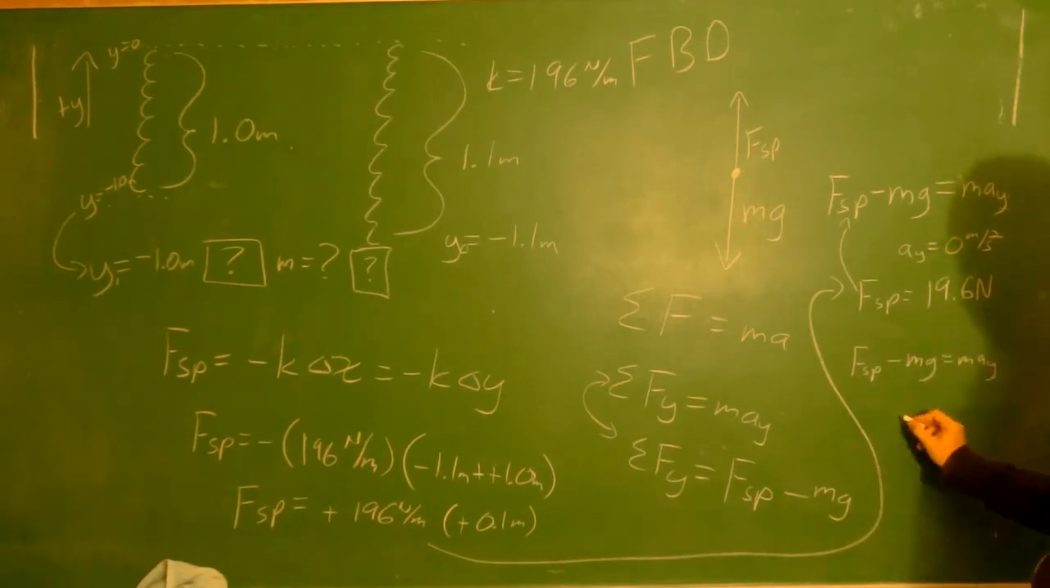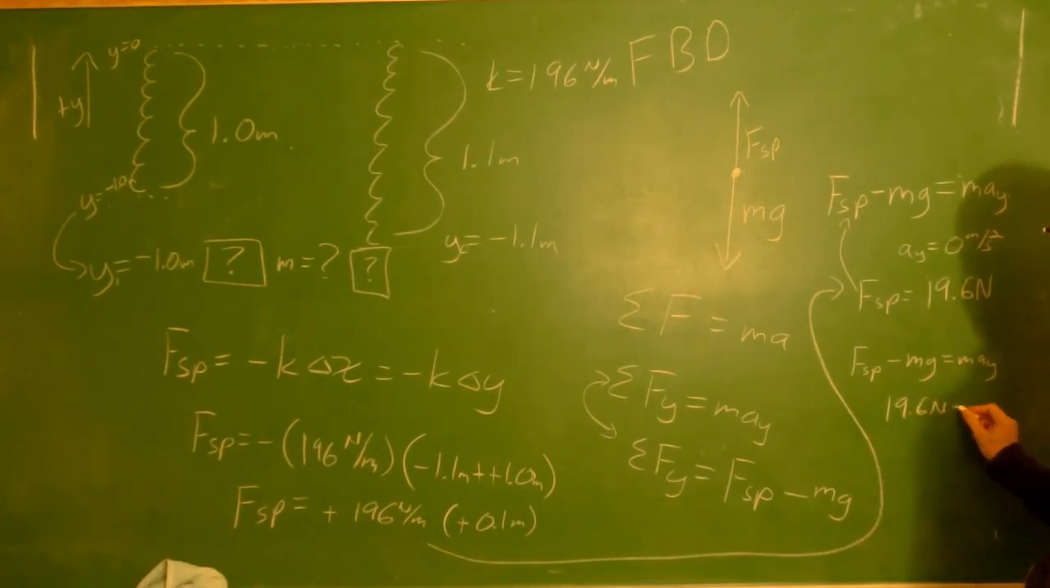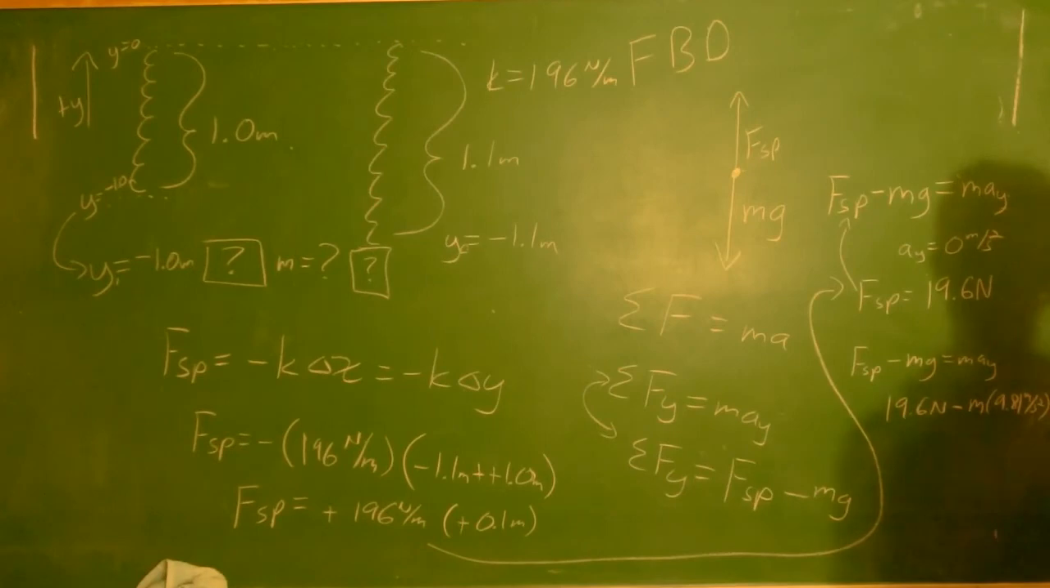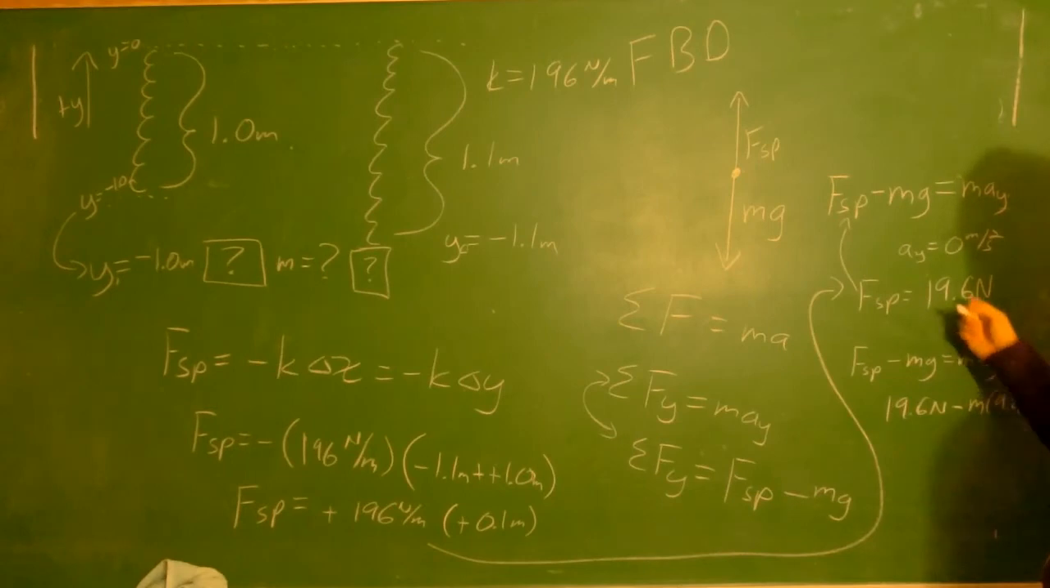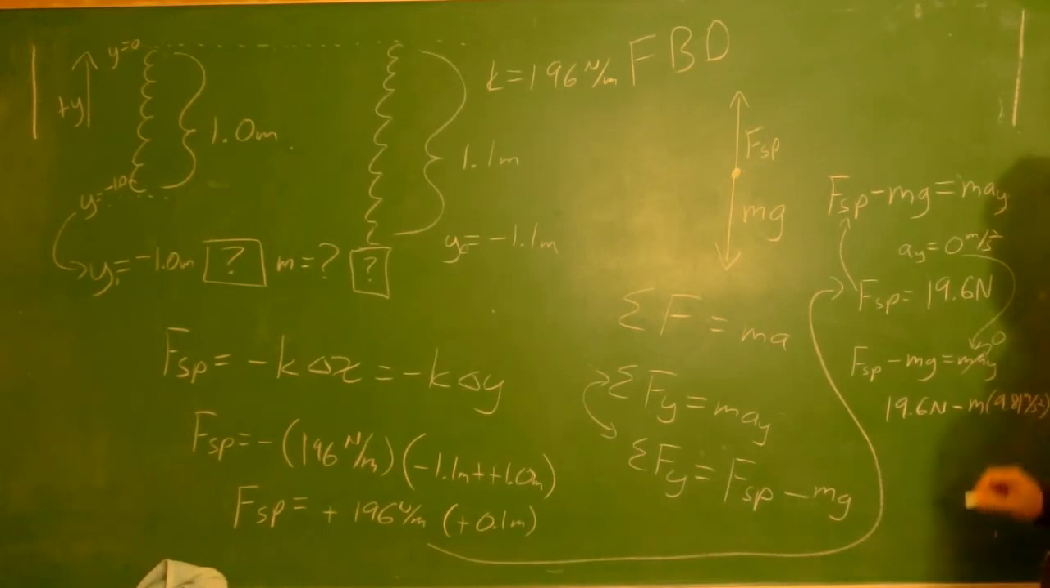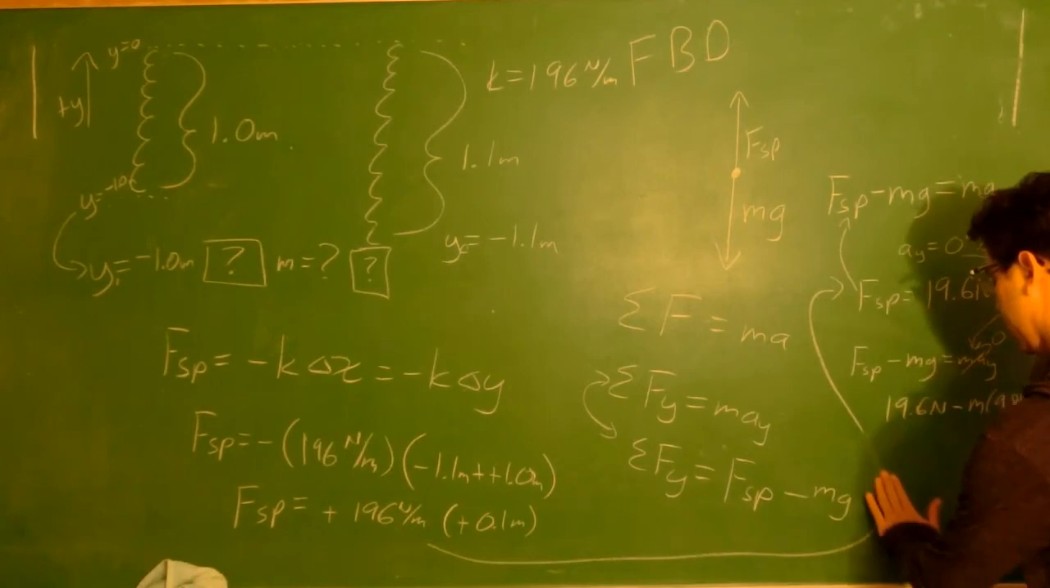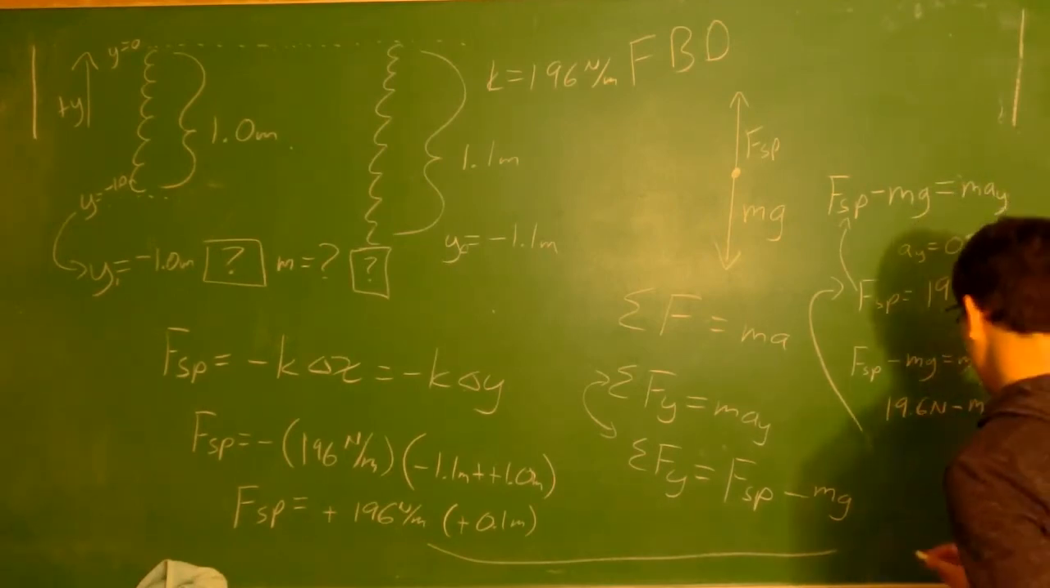We know our force of the spring. It is 19.6 newtons minus our mass, which we're looking for, times 9.81 meters per second squared, and I realize I'm probably going off the frame. I'm going to set that equal to my mass times my acceleration in the y, but my acceleration in the y is equal to 0, so this whole thing is going to go to 0, right? So I end up with 19.6 minus my mass times 9.81 meters per second squared.